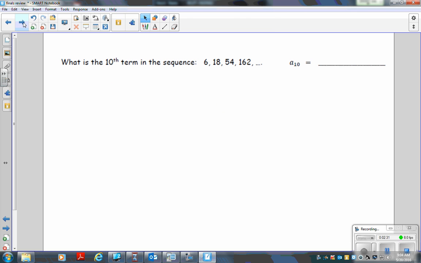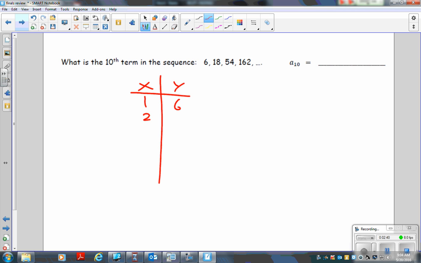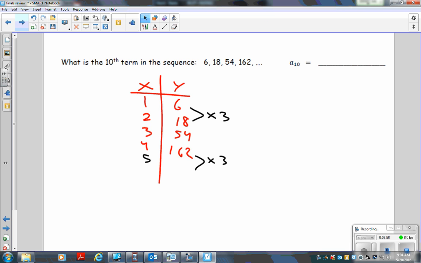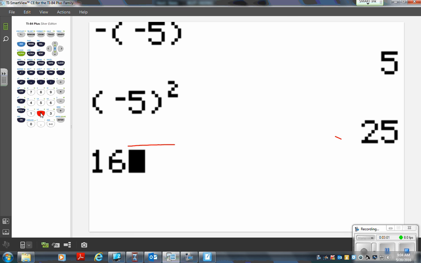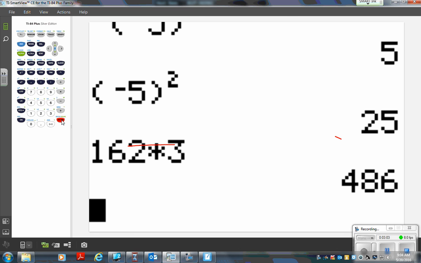All right. What is the 10th term? Again, right now we just have a bunch of numbers, but if you put them inside of a table, it makes it a lot easier to find them. The first number was 6, the second number is 18, the third number is 54, and the fourth number was 162. As you notice, we're multiplying to get to the next number, and we're just multiplying by 3. So if I want to get the 5th term, I just multiply 162 by 3. All right, that's 486.